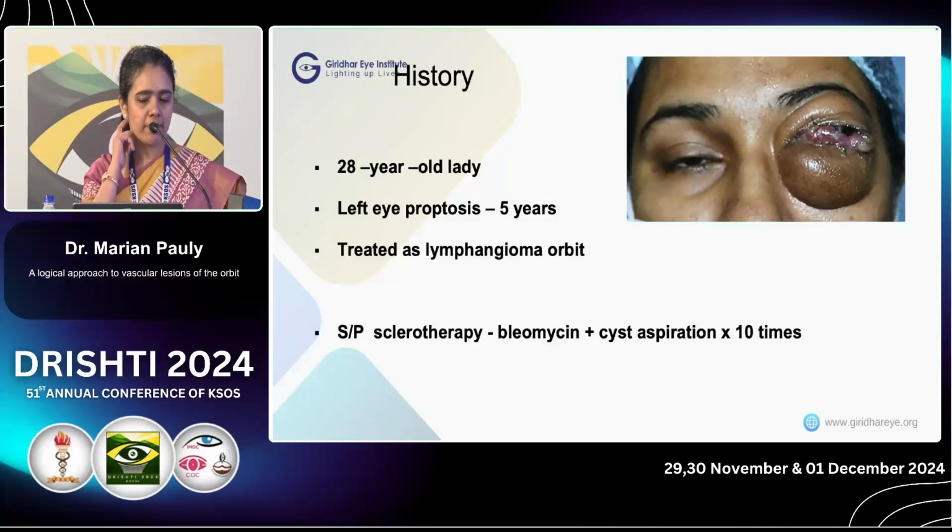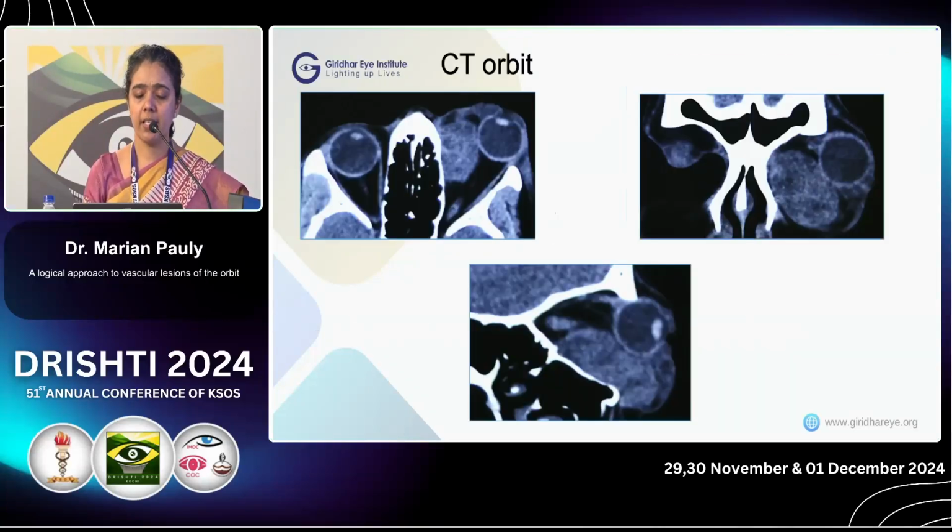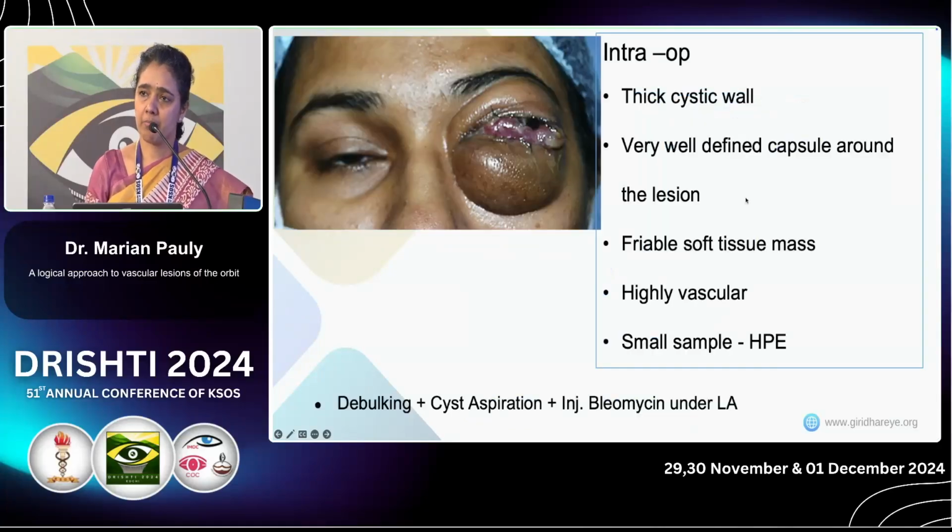I'll just share one case. Vascular tumors are always very tricky. This patient, 28 years old, had left eye proptosis for 5 years and was treated as lymphangioma with sclerotherapy, bleomycin, cyst aspiration, etc., 10 times. This was a CT scan. You can see some cysts, and there is a solid component also. Initially we thought we would probably go ahead once again. She was also taking Ayurveda in between.